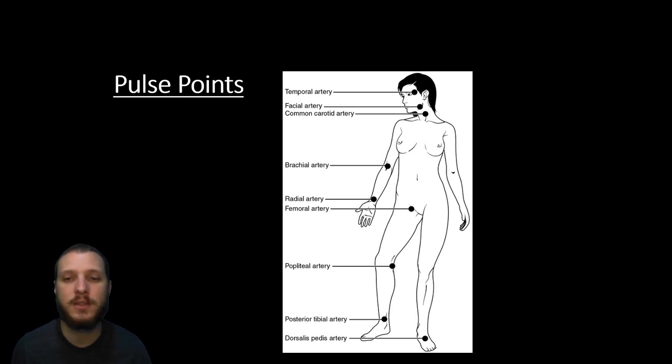So, we don't need to know the names of these, but they're just going to be named after the area in the body in which they're found. So the brachial artery found in the brachial area, the radial artery down by the radius, popliteal in the back of the knee. So these are good to know. Again, whenever you're massaging, if you feel a pulse, move away from the area because you don't want to be putting pressure on it.